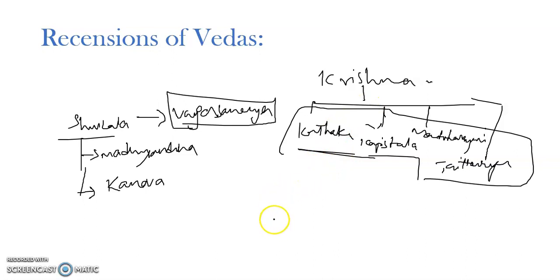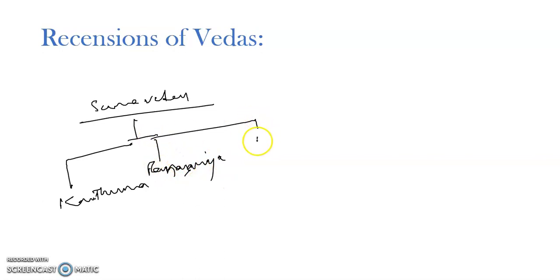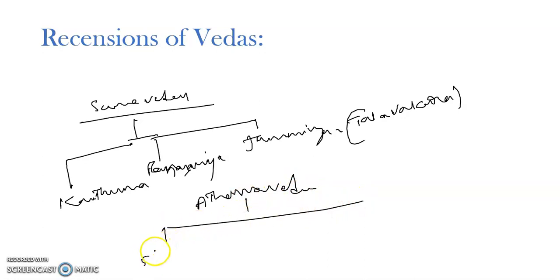Now similarly, Samaveda has three different recitations: Kauthuma recitation, Ranayaniya recitation, and Jaiminiya recitation. Jaiminiya is also called Talavakara recitation. Similarly, Atharva Veda has two different recitations: one is Shaunaka and the other is Paippalada.